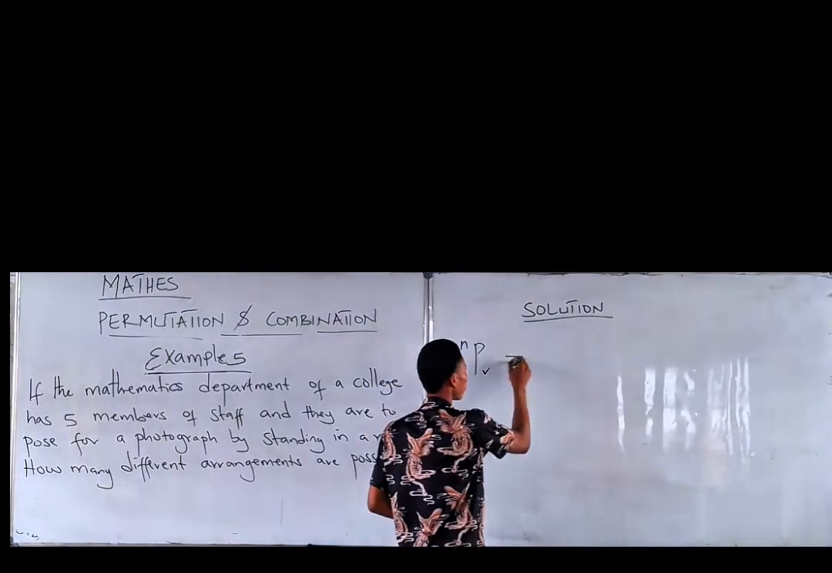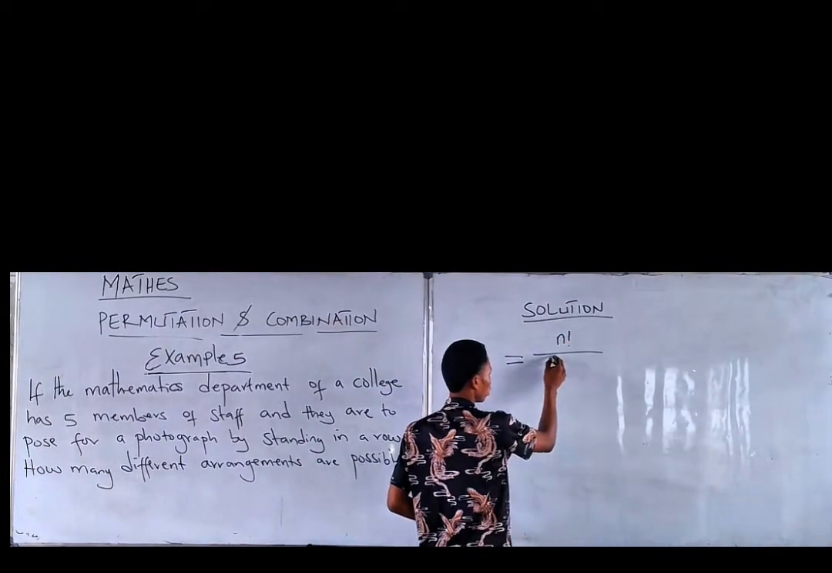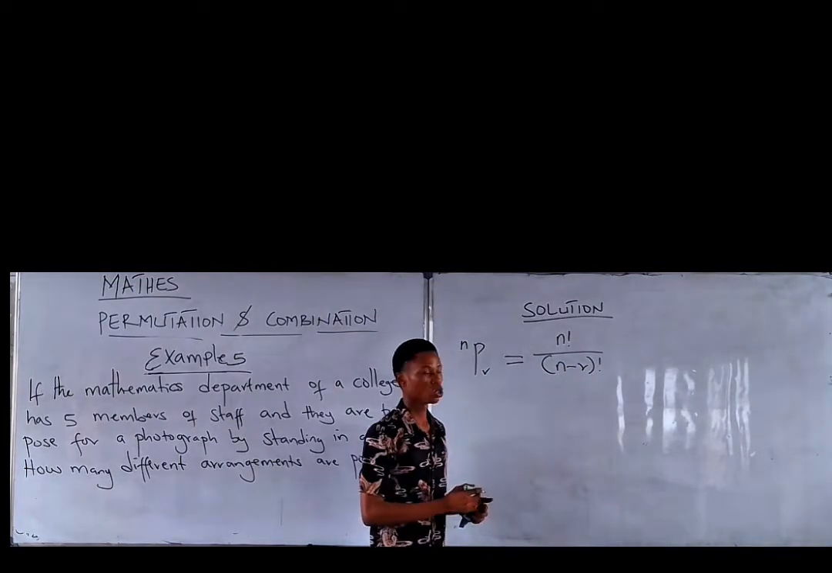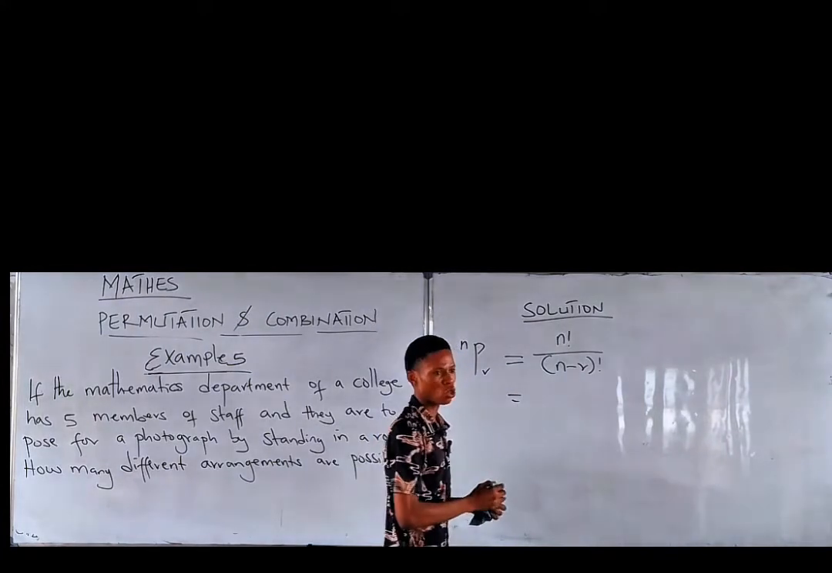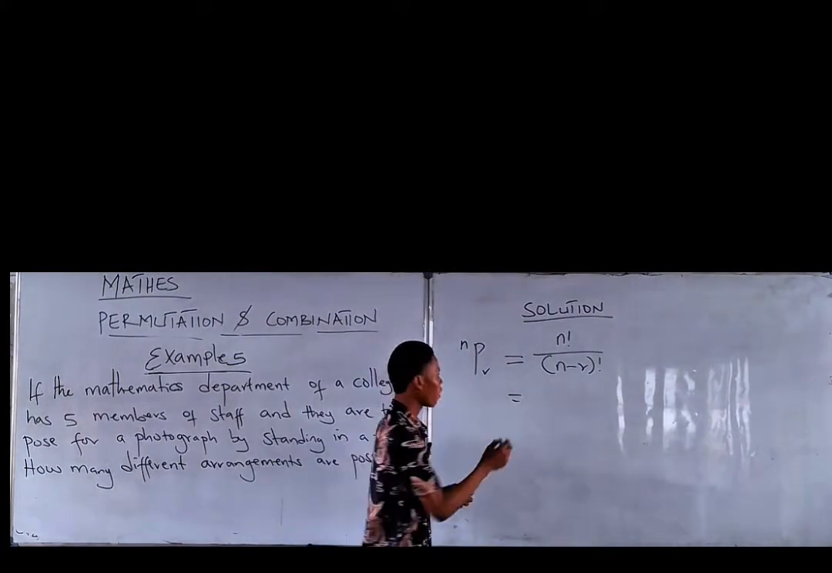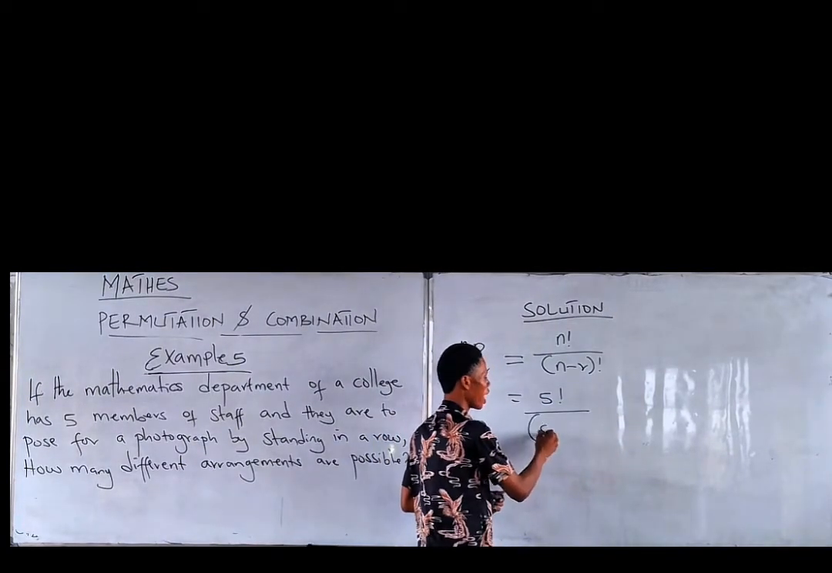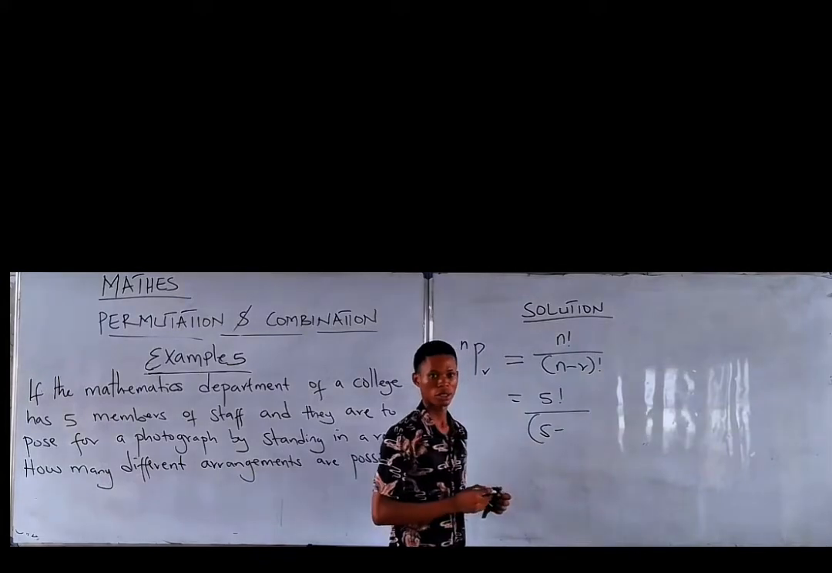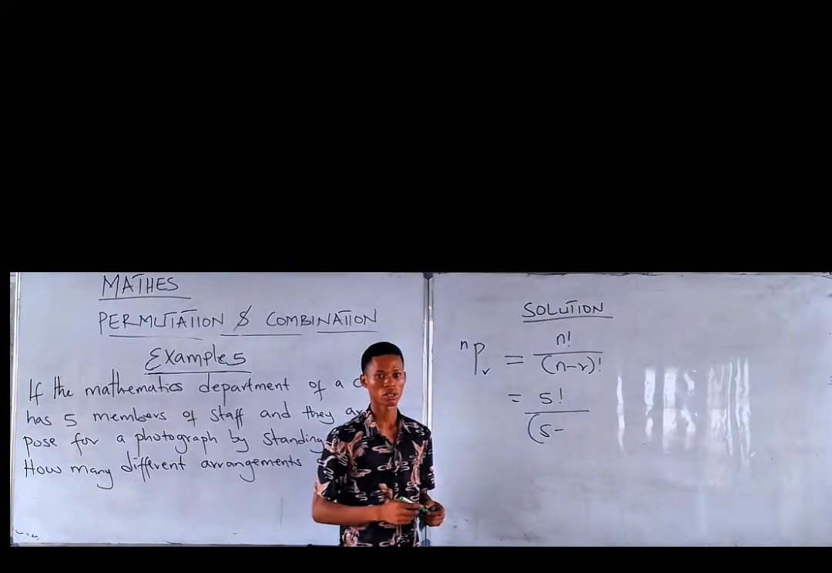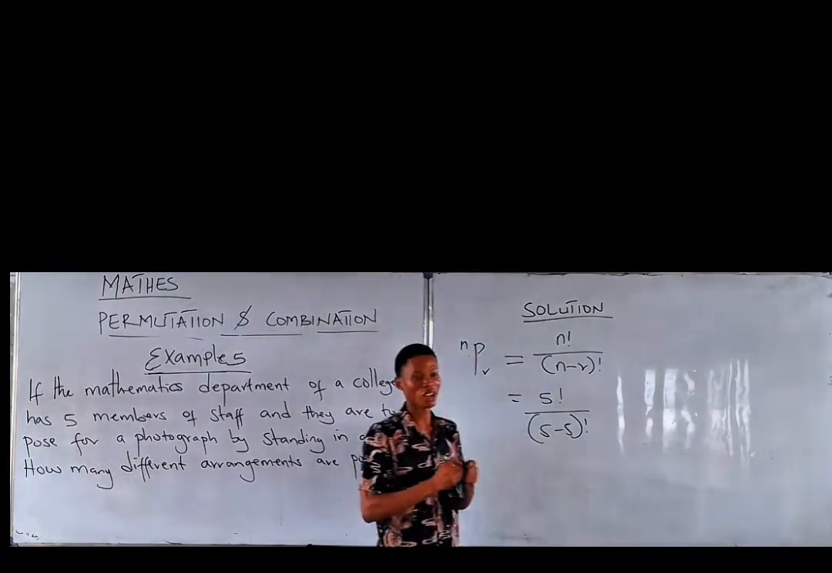And the formula for permutation is what? N factorial all over N minus r all factorial, is it not? Good. Now, in n factorial there, n is what? 5, right? So 5 factorial all over 5 minus what? 5 minus 5 factorial.